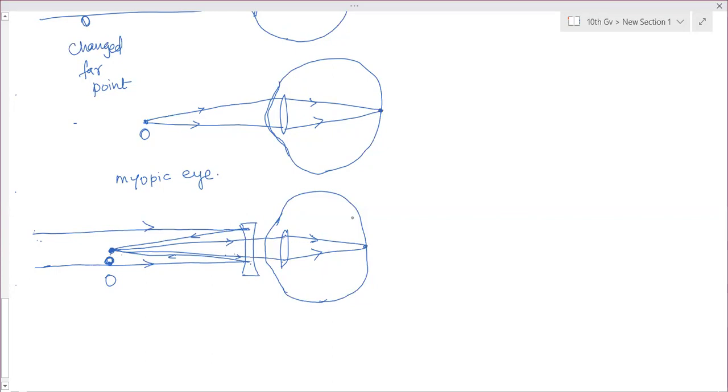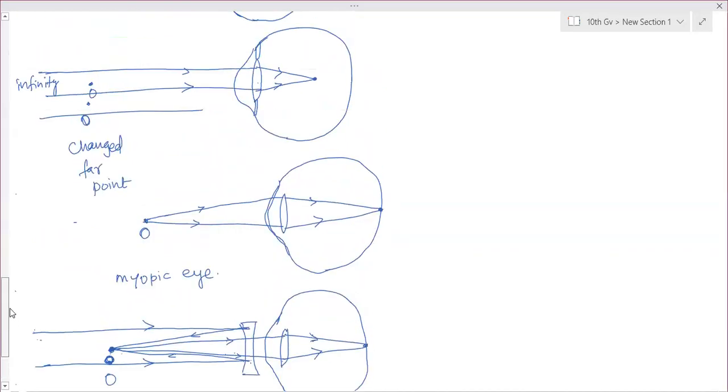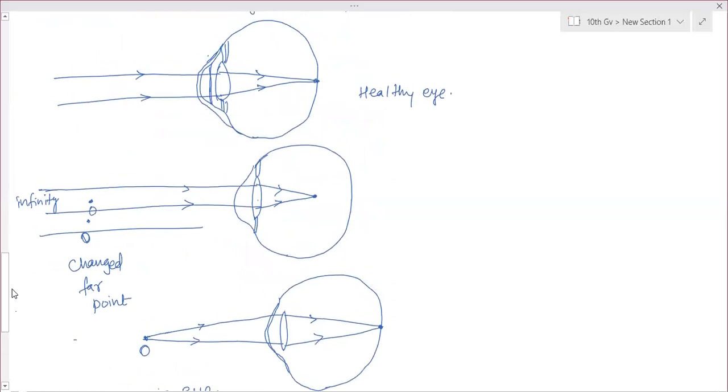Yes, ma'am. So draw the three diagrams. Now, the first one is not needed. That is for your information; I've drawn it.